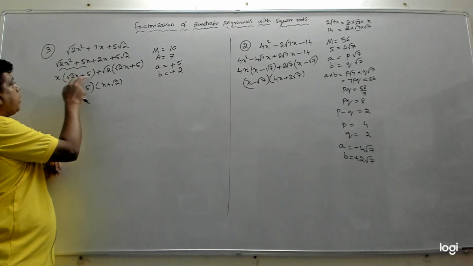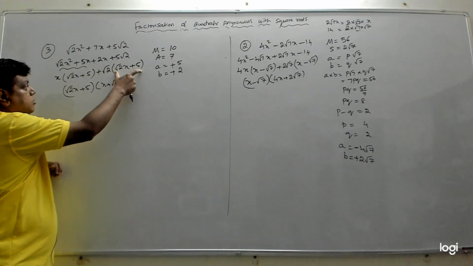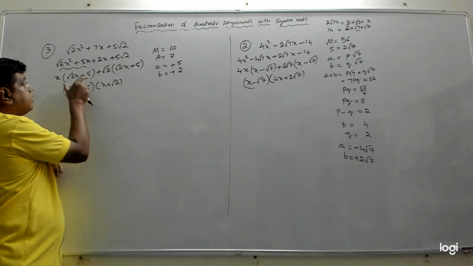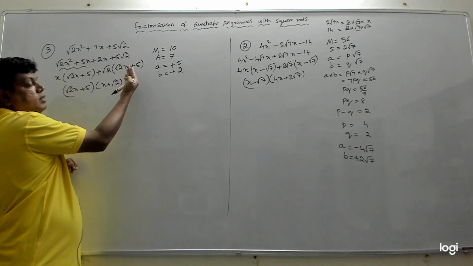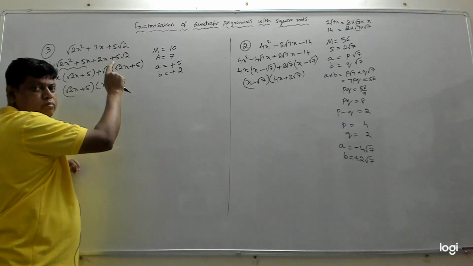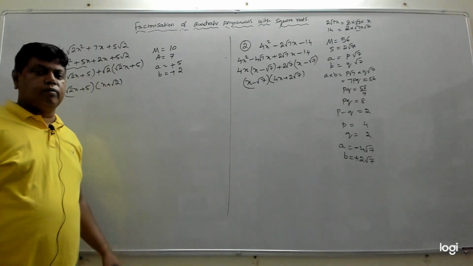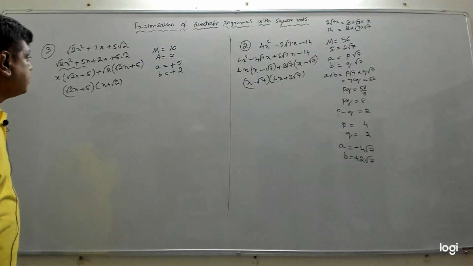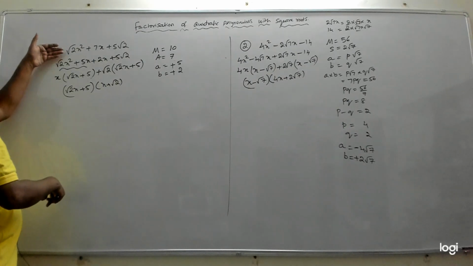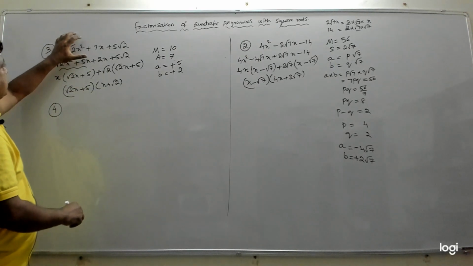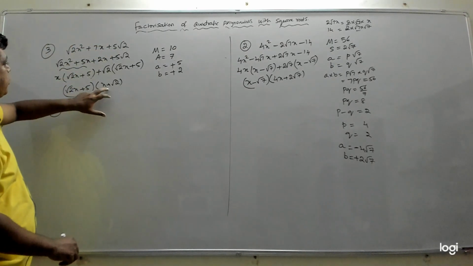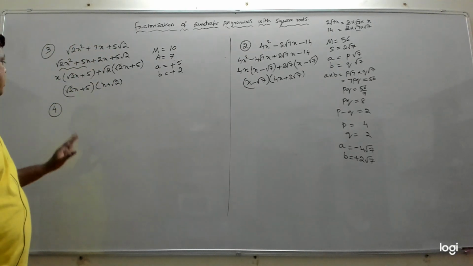And whenever you write such terms, whatever you get here, the same thing should come here. If you don't get the same thing, then you have missed taking something common, or some minus sign or plus sign is missed out somewhere. Fine. Right, so that is how we factorize this. So this ends. Factorized form of this is root 2 x plus 5 into x plus root 2. Now we'll do the fourth one.